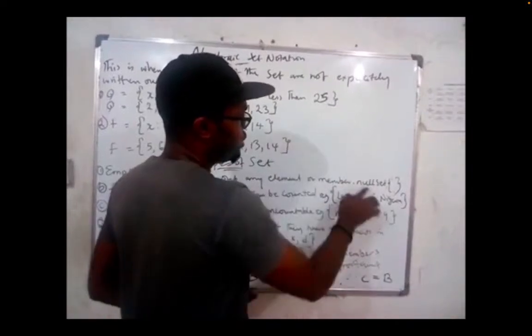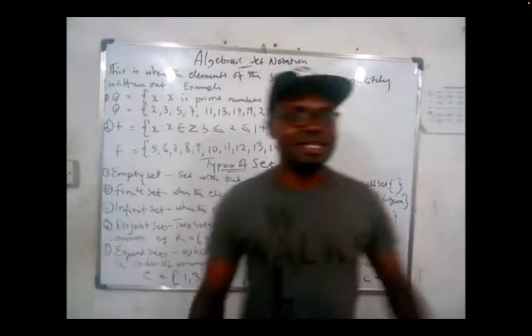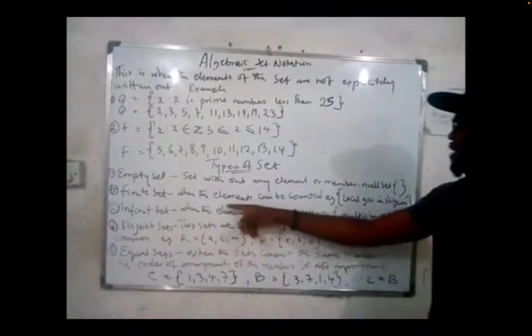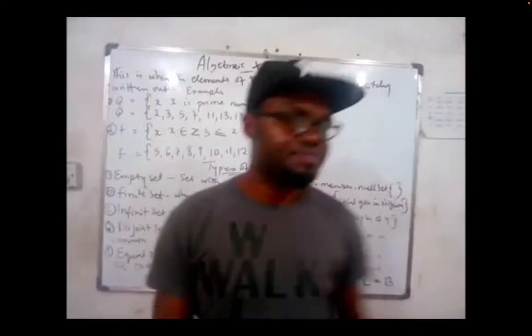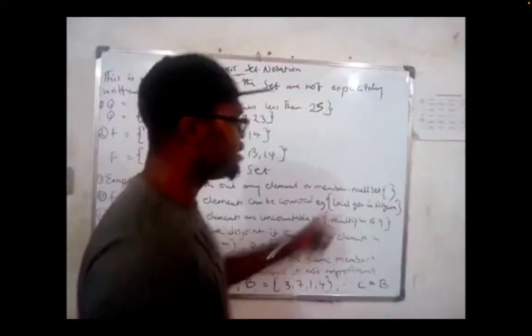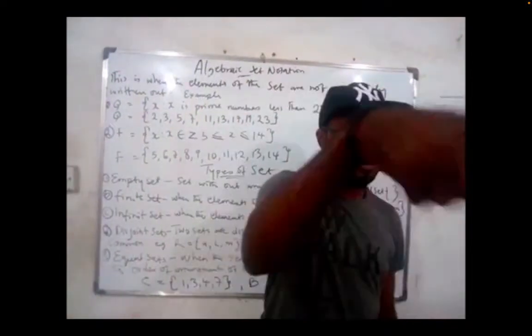Another word for empty set is what? Null set. Finite set. Finite set is any set that has elements that can be counted. Is that clear? Like the set of local governments in Nigeria. How many local governments do we have in Nigeria? 774, is it not? So it can be counted, so it's a finite set. Give me another finite set. Number of people in this class. You can count yourself, isn't it?